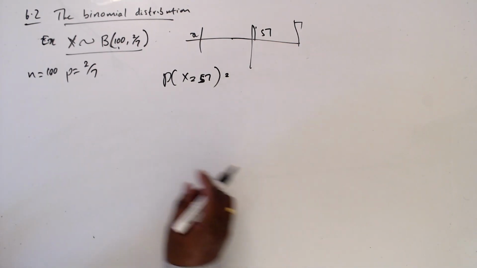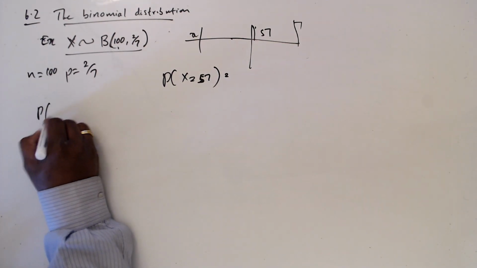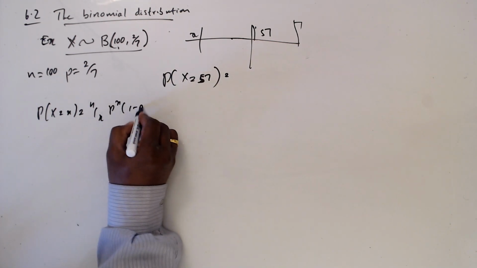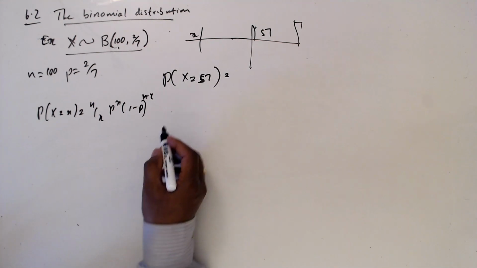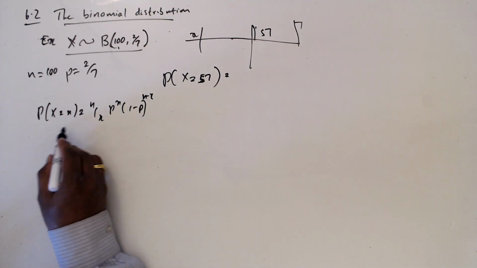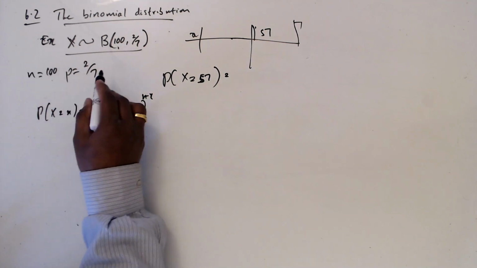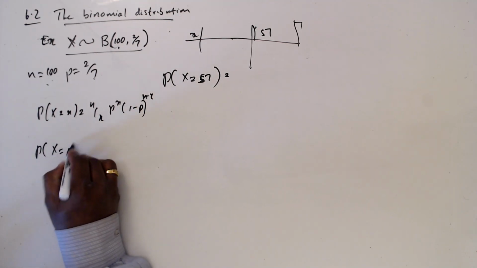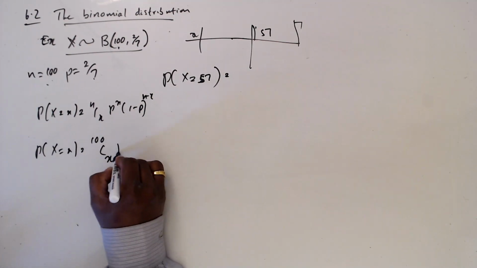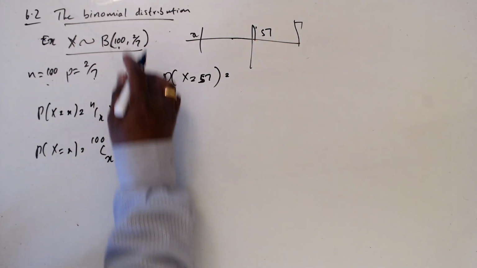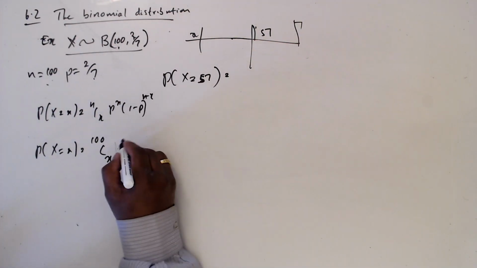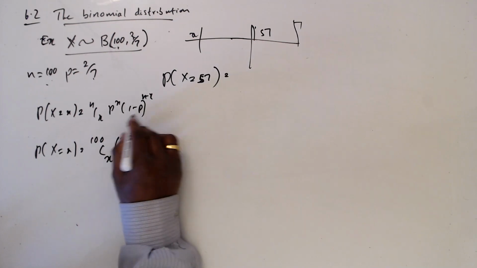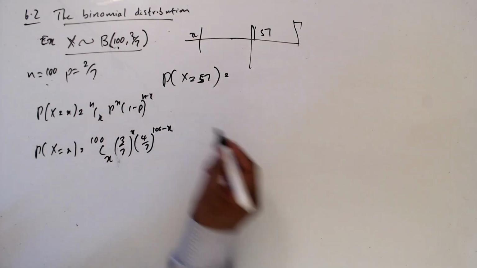So what is the formula for this one? P(X = x) is nCx p^x (1 − p)^(n − x). So now I know that n is 100, so we'll customize this one. This is 100Cx, p is 2 over 7. Okay, I'll change this to 3 over 7 to the power x, then this is 4 over 7, 1 minus p, to the power 100 minus x.